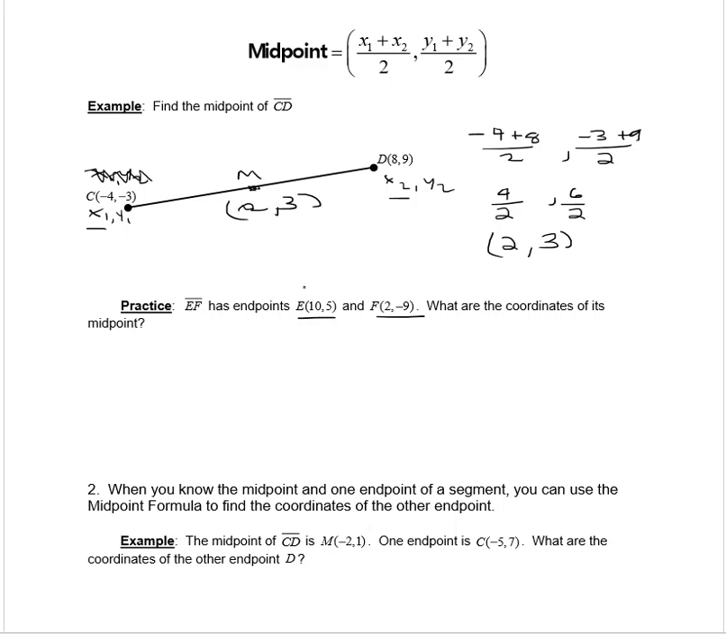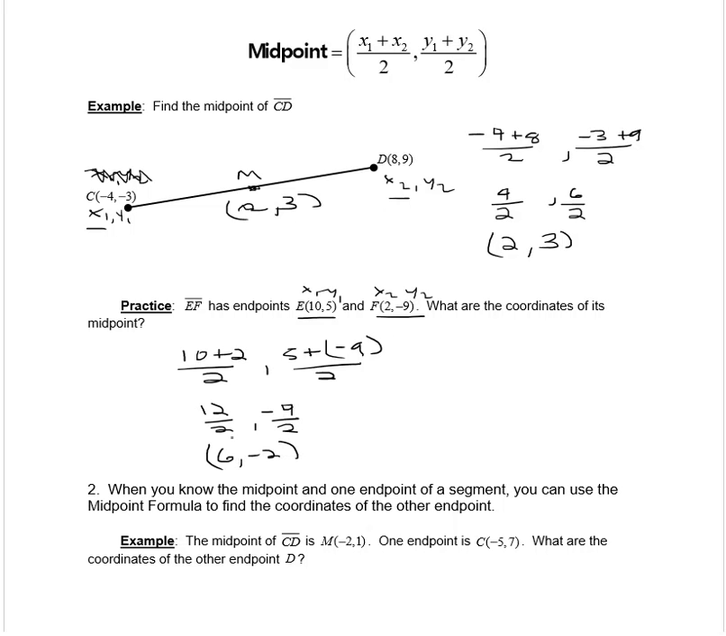So I'll label it the same way, x1, y1, x2, y2. Well, x1 plus x2 is 10 plus 2 divided by 2, and 5 plus a negative 9 divided by 2. So 10 plus 2 is 12, 12 divided by 2, and 5 plus negative 9 is negative 4, negative 4 over 2. Well, 12 divided by 2 is 6, and negative 4 divided by 2 is negative 2. And so that would be my midpoint. So that's all really easy when you're given two endpoints and you're just asked to find the midpoint.